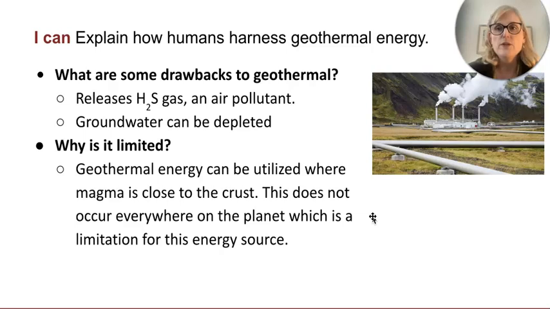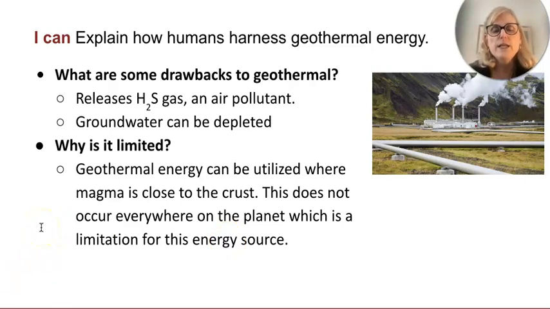Drawbacks. Naturally heated water underground contains sulfur, and so this releases hydrogen sulfide gas, which is an air pollutant. Now, in these power plants, they're going to use that heated water and then inject it back underground. But if you overpump your aquifers and your groundwater for things like agriculture or drinking, then you could deplete the water table and make the water table go too low to be useful. So you can deplete your groundwater and it can't be used for geothermal.